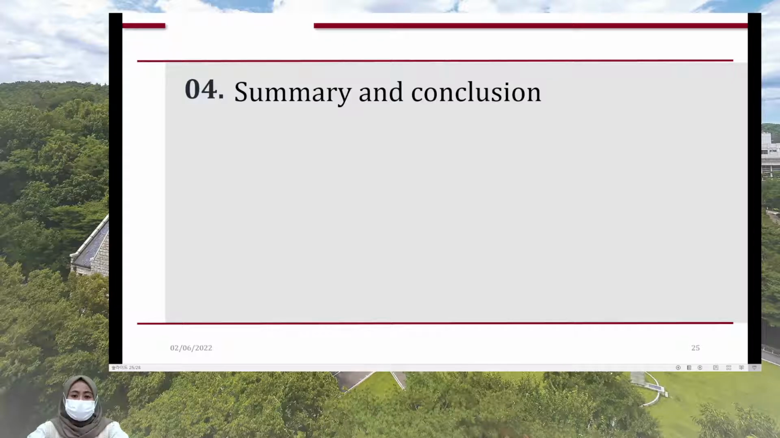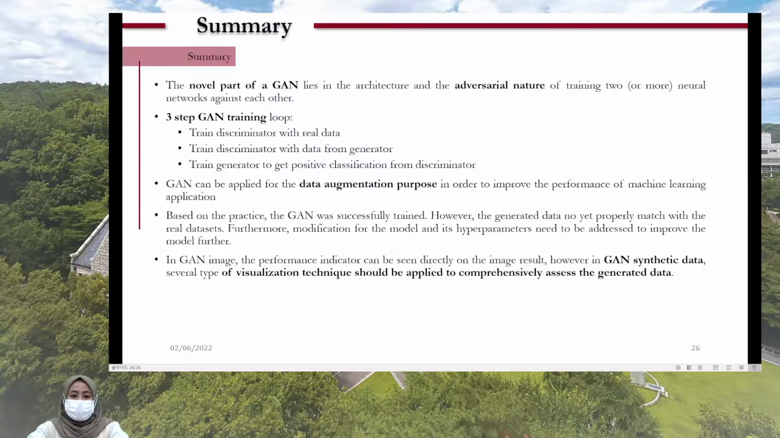And let's move to the summary and conclusion. So the novel part of GAN lies in the architecture and the adversarial nature of training two or more neural networks against each other. And for the summary, the 3-step GAN training loop consists of: first, train the discriminator with real data; then, train the discriminator with data from the generator; and last, train the generator to get positive classification from the discriminator.